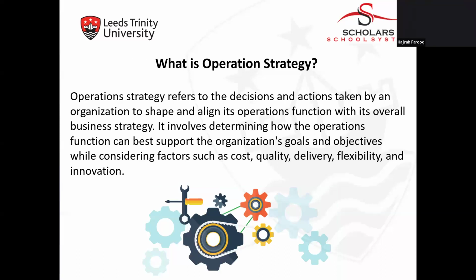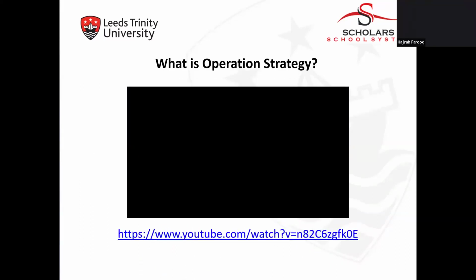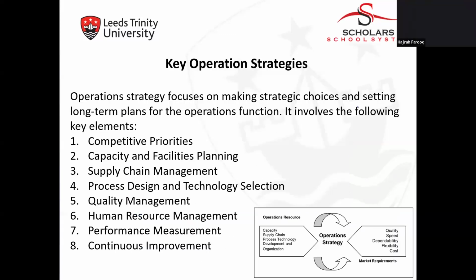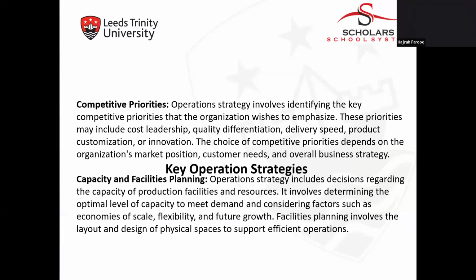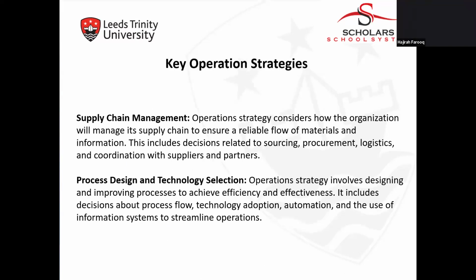Moving further, we discussed what is operations strategy, and after that, we watched a video regarding what is operations strategy for better understanding of the students. And moving forward, we discussed some key operation strategies, which include competitive priorities, capacity and facilities planning, supply chain management, process design and technology selection, quality management, human resource management, performance measurement, and continuous improvement. Moving further, we discussed each one of these key operation strategies in further detail.